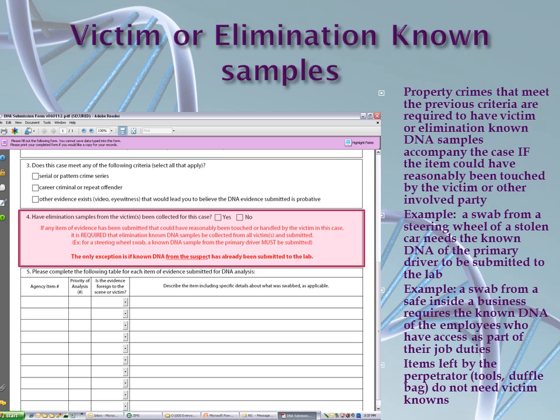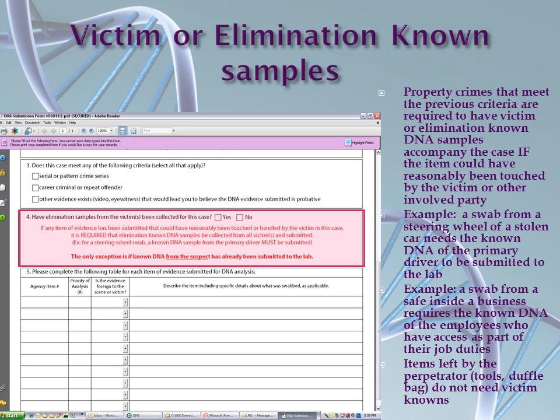So an example of an item that would meet that criteria is a swab of a steering wheel from a stolen car. So somebody gets their car stolen, swab is taken from the steering wheel to try to see if the suspect DNA is on it, but a suspect is not known at that time. Since it's very likely that the victim's DNA is on their own steering wheel, we need to get a victim DNA sample so that we can eliminate them as having donated the DNA on the steering wheel and therefore put a good profile into CODIS.